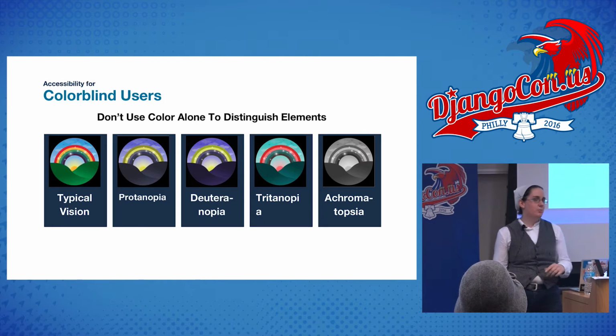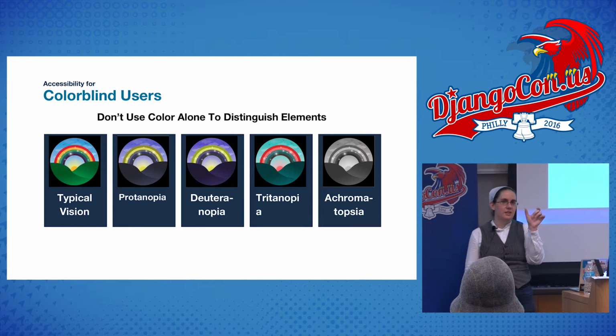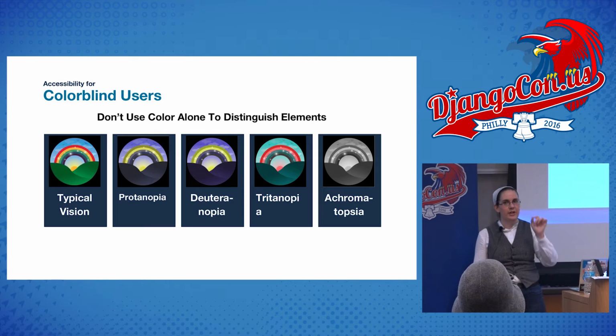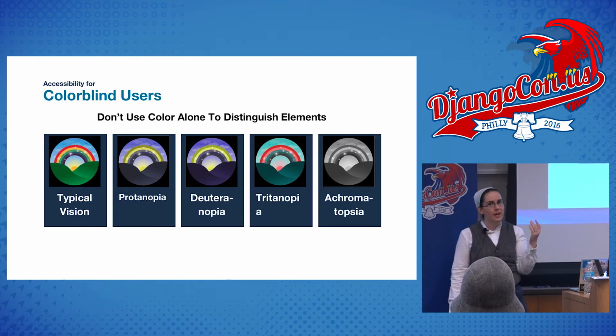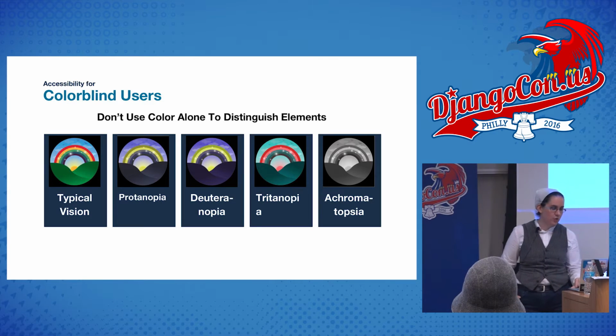Colorblind users. There's a lot of different kinds of colorblindness. Basically, the standard here is don't use color alone to distinguish elements. If you've got a form where you're putting red text to indicate what are the required fields, put a star next to it too, so that people that see red as gray still know what those required fields are. Basically, that's the long and short of it.